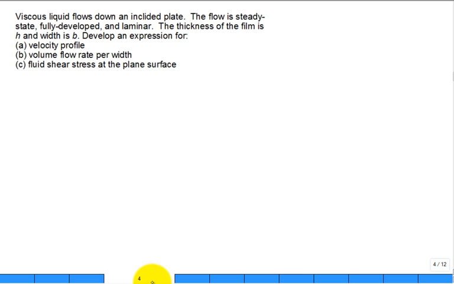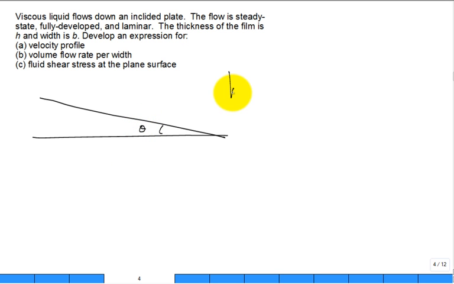Let's go ahead and do it for this problem. We have viscous liquid that flows down an inclined plane. So here's our plane. It's inclined with respect to the horizontal by an angle theta. And so here is gravity acting downward. And the liquid's going to just flow due to gravity down that inclined plane. The flow is steady state. It's fully developed. It's laminar flow. The thickness of the film is capital H, and the width in the third dimension is B.